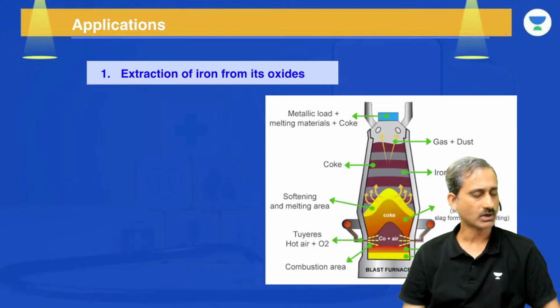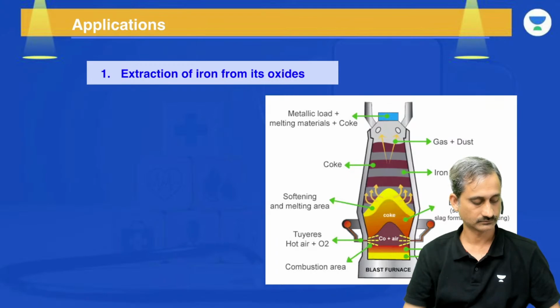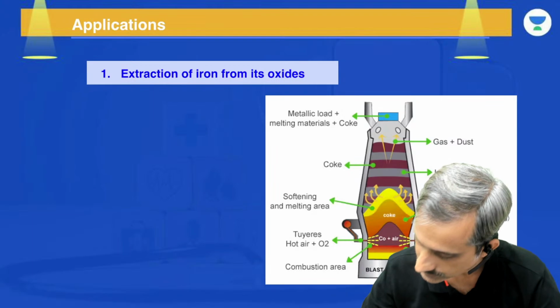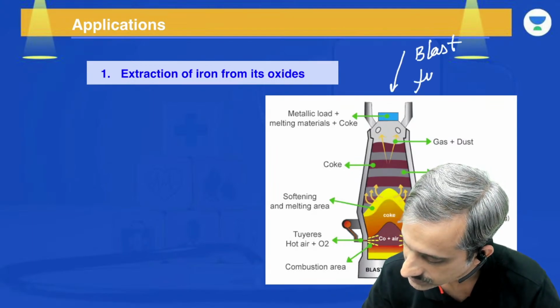And now we are going to talk about the extraction of, let us say, iron from its oxide. Now, this is what we call the blast furnace.